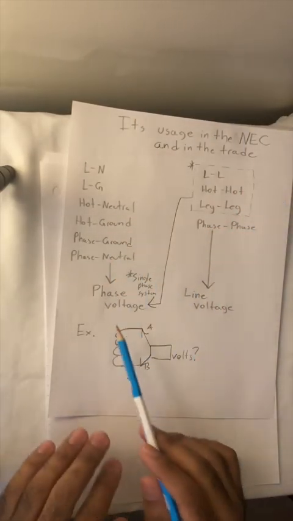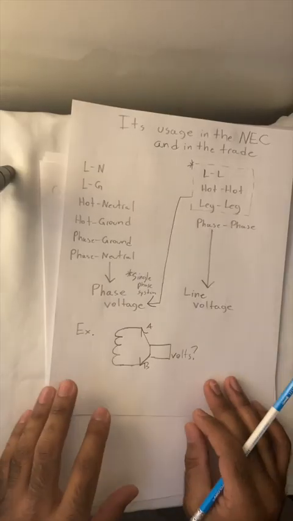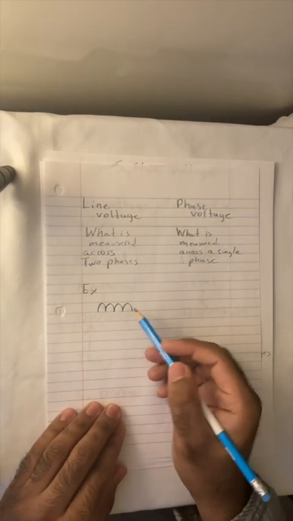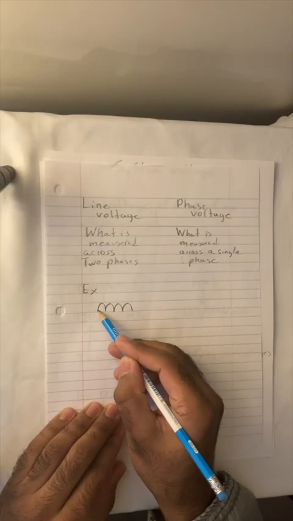We came down pretty much to our understanding that all of these terminologies refer to either phase or line voltage. We will define what is phase voltage and what is line voltage in the coming sections. It will be of our interest now to consider the differences between phase and line voltage. So line voltage is what is measured across two phases, and phase voltage is what is measured across a single phase.